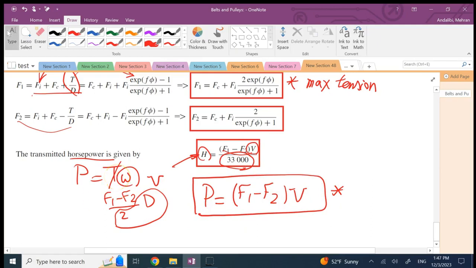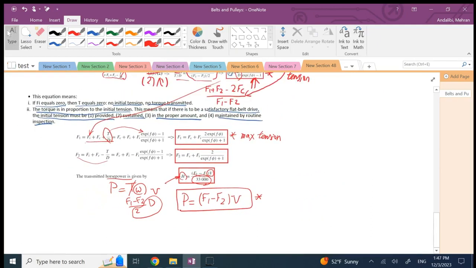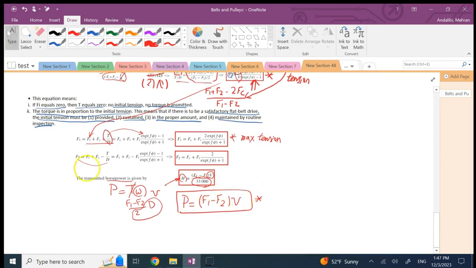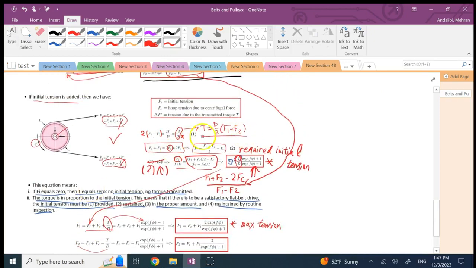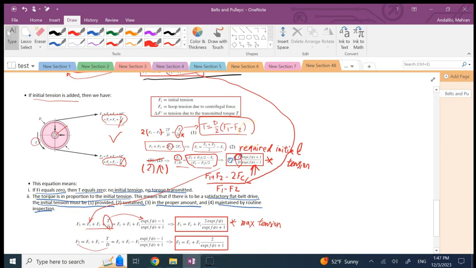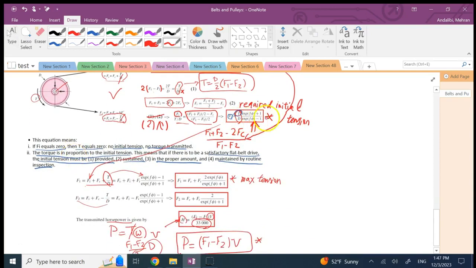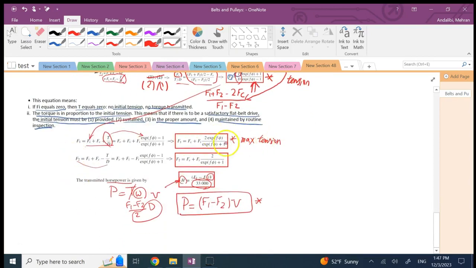So three major things. This is how much horsepower you can transfer, or equivalently how much torque you can transfer. And this is the initial tension you need to make it happen. And this is the maximum tension you will have in the entire belt, using which you can design the belt.